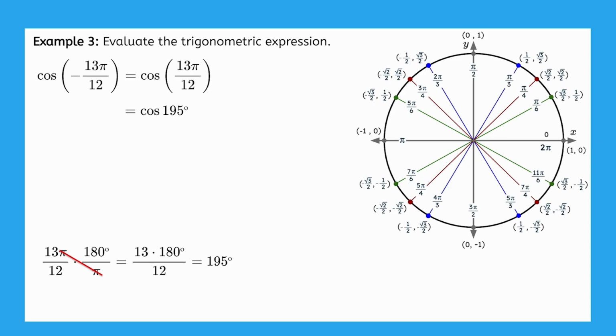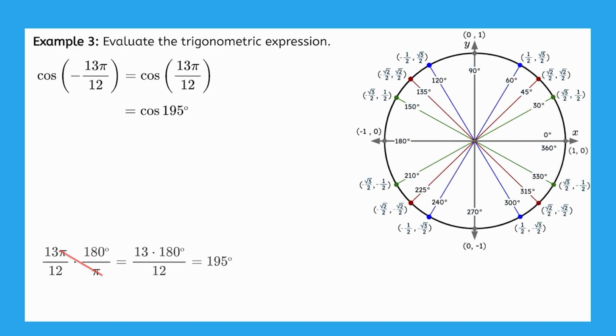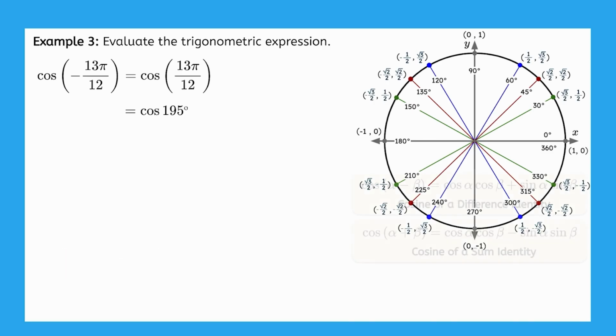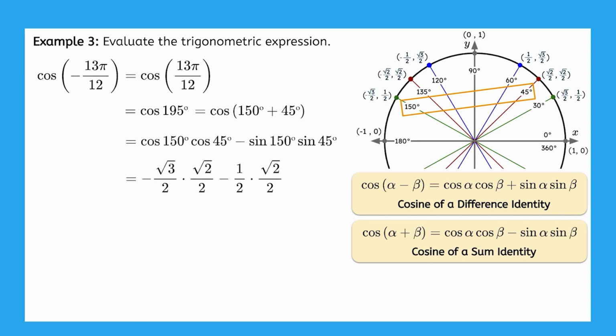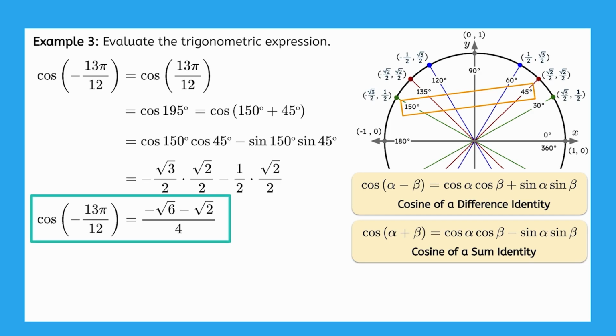Therefore, our goal is now to find a combination of special angles that add or subtract to 195 degrees, so that we can evaluate the expression with the cosine of a sum or cosine of a difference identity. Pause the video now and evaluate cosine of 195 degrees on your own. Remember, there's more than one combination that could work. A simple combination would be 150 degrees and 45 degrees, applying the cosine of a sum identity. We get negative square root of 6 minus square root of 2 all over 4.